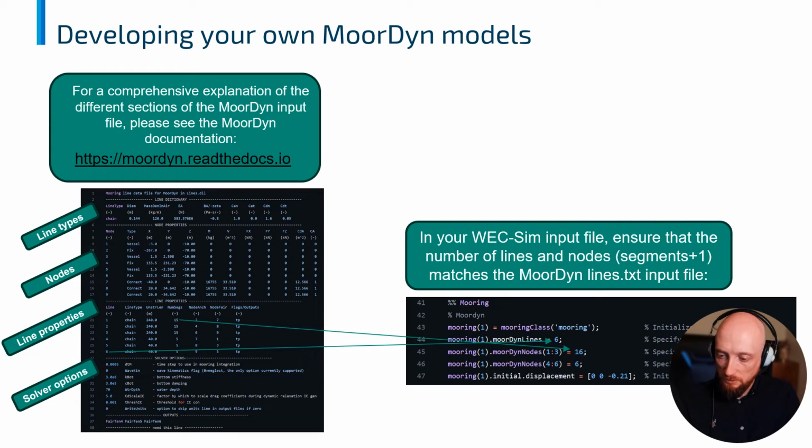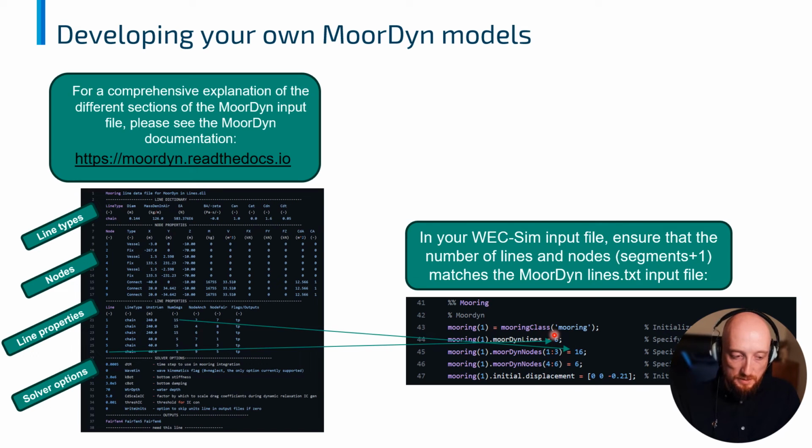And then some information about the lines, which, first of all, how many lines, but then also the line type that you're using for each line, the length of the line, the number of segments. And it's this section that you actually need some information from in your WEC-Sim input file. So firstly, the number of lines, that has to match how many lines are listed in this line properties section. It's over here, so 6. We've got 6 lines in the lines.txt file, and then we've got 6 lines being defined in the WEC-Sim input file.